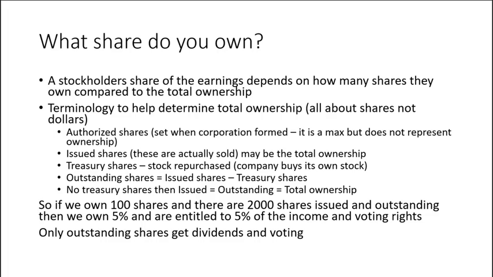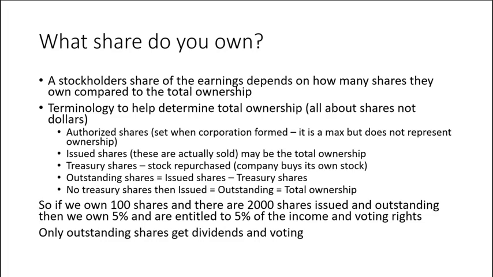So if we own 200 shares and there are 2,000 shares issued and outstanding, so no treasury stock, then we own 10%, 200 divided by 2,000, right? And we are entitled to exactly that percentage of the income and of the votes, unless there is a special provision in our bylaws that changes the voting percentages or something like that.